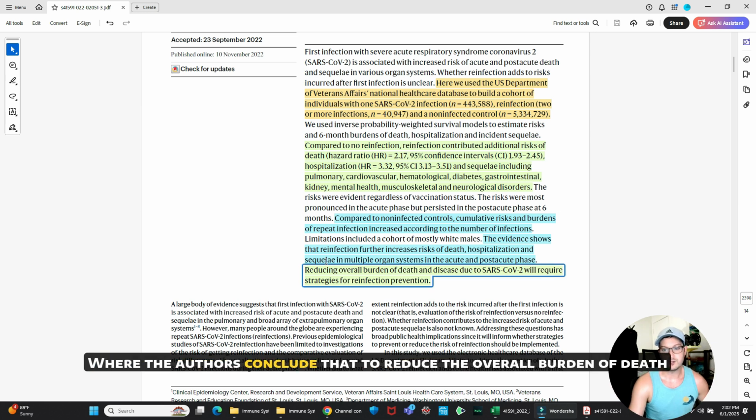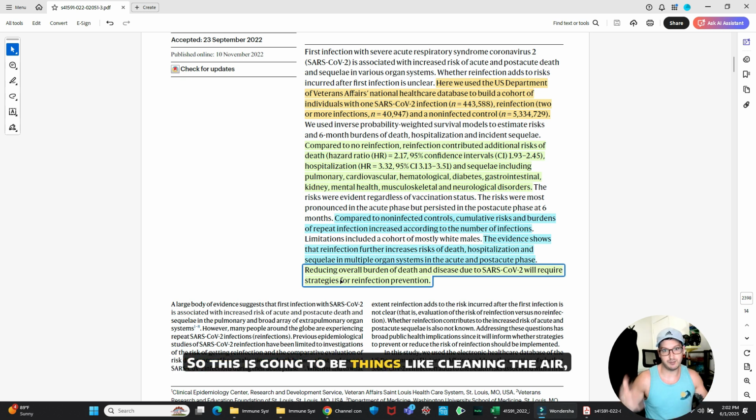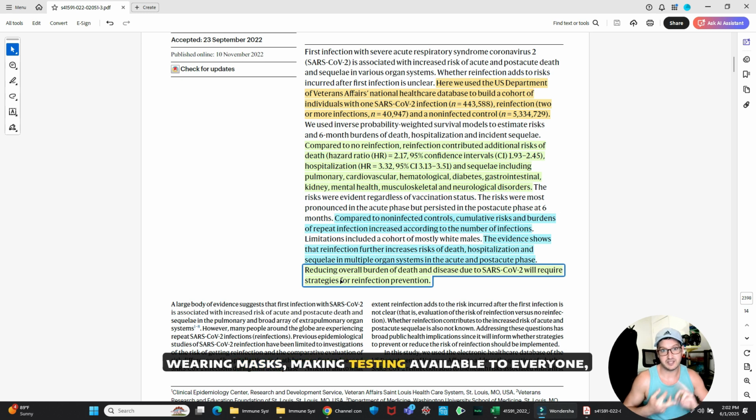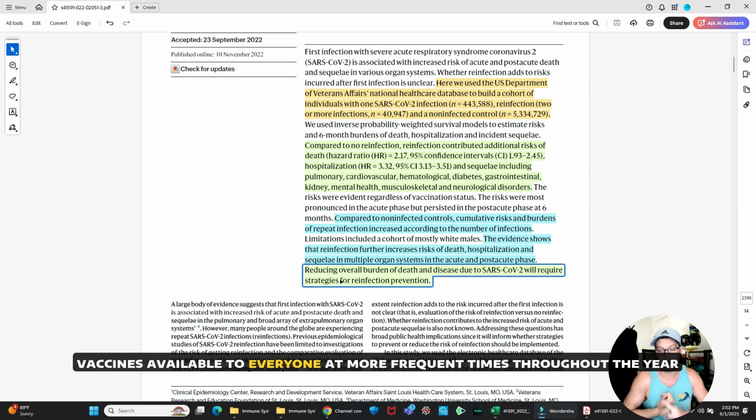The authors conclude that to reduce the overall burden of death and disease as a result of COVID infection and reinfections, it'll require strategies to prevent reinfections in the first place. So this is going to be things like cleaning the air, wearing masks, making testing available to everyone, making healthcare affordable and available to everyone, making vaccines available to everyone at more frequent times throughout the year, all of these types of things.